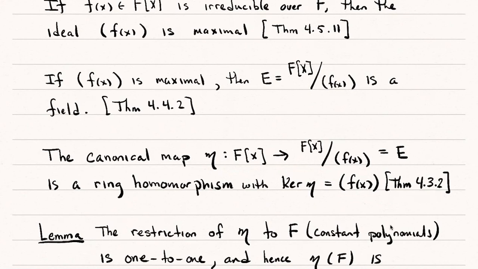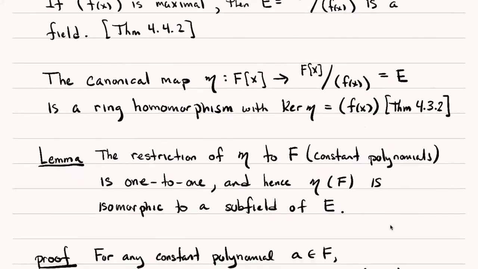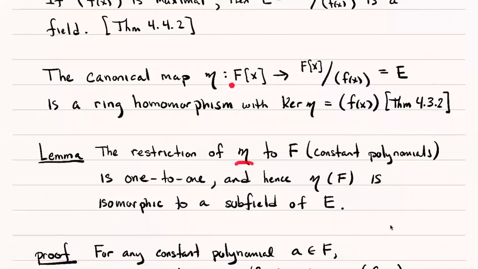So let's prove a little lemma. The canonical homomorphism's domain is all polynomials. But if I restrict it to just the constant polynomials, which is F, then it's one-to-one. It's onto its image, since every function is onto its image, and it's a ring homomorphism. So that means its image is going to be isomorphic to some subfield of E. E is going to end up being our extension field of F, but we don't theoretically have it containing a copy of F. It contains a copy of something that's isomorphic to F. That's what our lemma says.